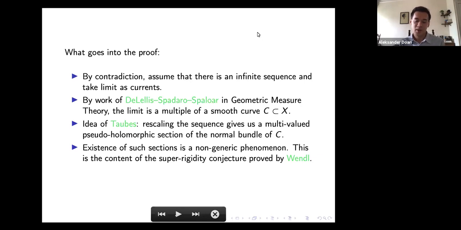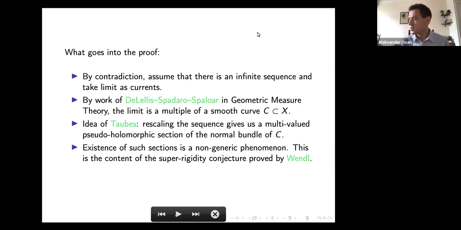So anyway, once you have that curve, you start asking yourself, how did it happen that my sequence converged to that current? And the point is that you can rescale. Before you pass to the limit, you had this infinite sequence of curves. But now you have this limit curve. It has a normal bundle because it's smooth. So you can start rescaling in the normal direction. And you can find a sequence of rescalings in such a way that if you rescale your original sequence, it will converge. And in fact, it will converge to a graph of a multi-valued section of the normal bundle.